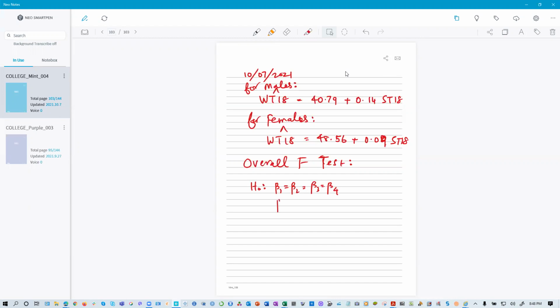Or you can say it this way. Beta relating to HT2 equals beta relating to WT2, and beta relating to HT9, beta relating to WT9, beta relating to ST9, if you want, you can write like that, all equal to zero, versus HA: at least one of them not equal to zero. That's the test, the overall F test.